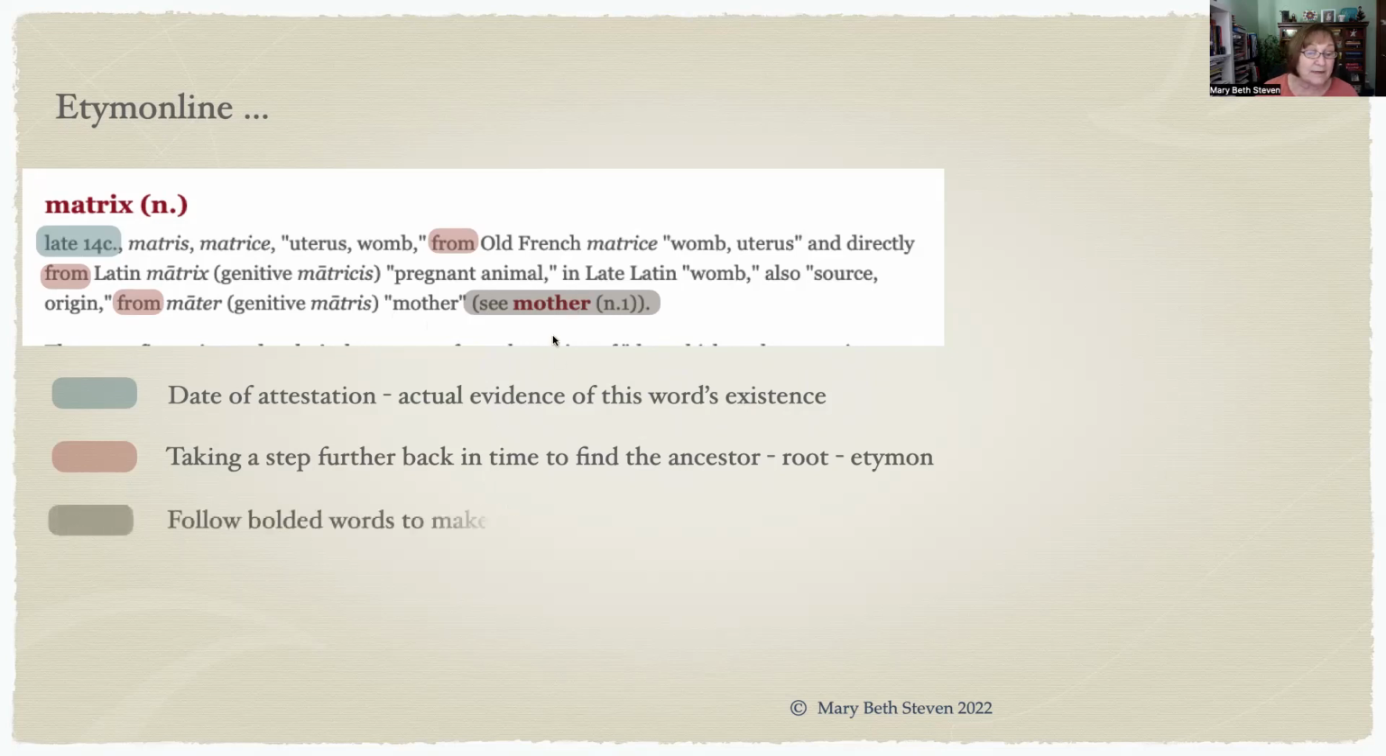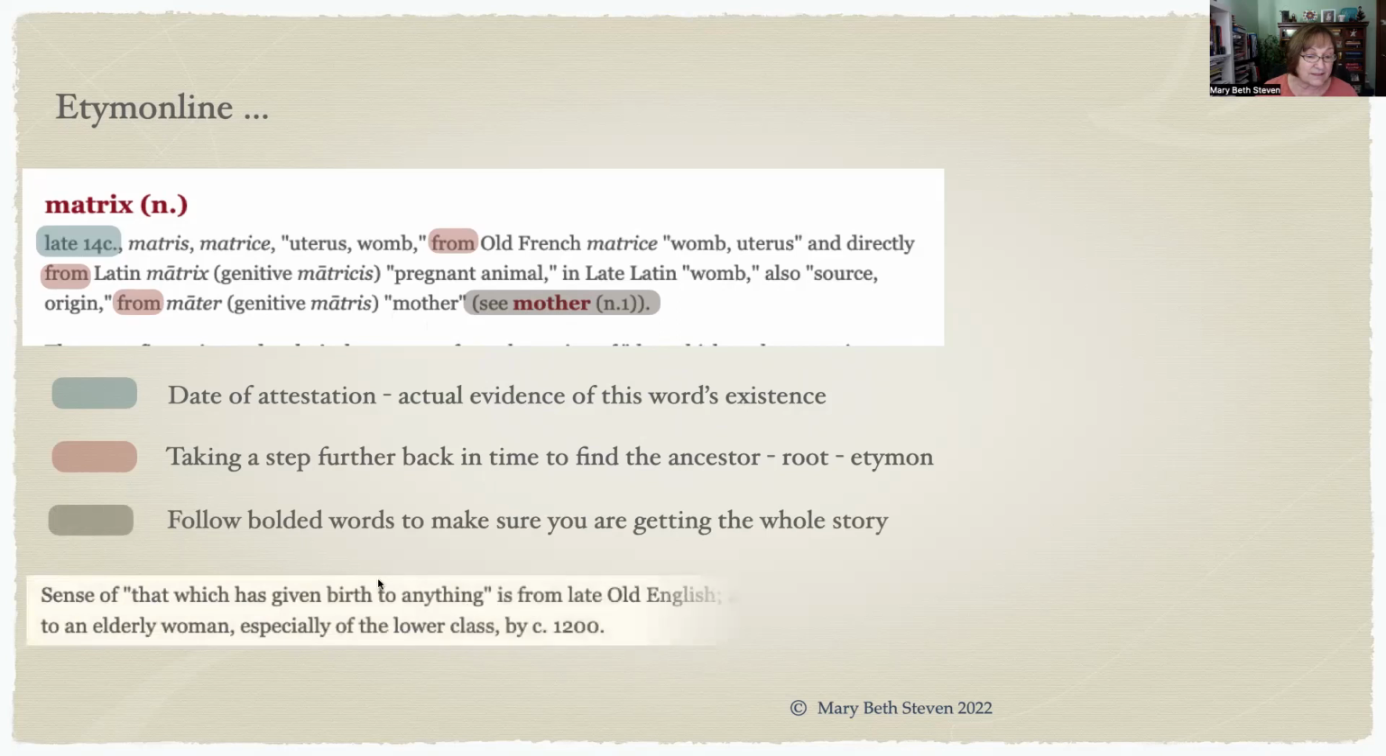So if we do follow this, this is what else we find at Etymonline. The sense of that which has given birth to anything is from late Old English as a familiar term of address to an elderly woman, especially of the lower class, by circa 1200. So what we find there are two other uses of that word from times in history. So interesting. But I think we can find out in this first entry that the furthest back relative, or I should say root, is mater in Latin, where this word derives from.